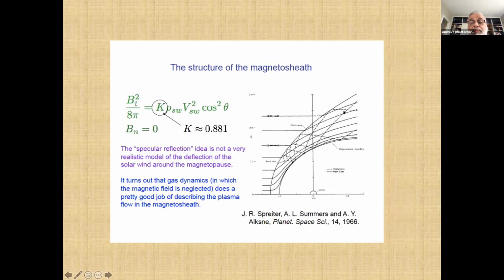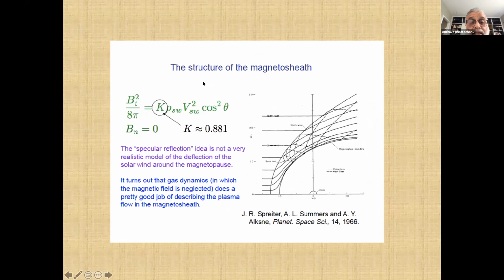What they came up with was a picture that Dana has already shown you. And in fact, it was implemented by others as well, but it's not a very good, realistic model of the deflection of the solar wind around the magnetosphere. This is where you have a fudge constant, if you will. They had assumed that K was 2.